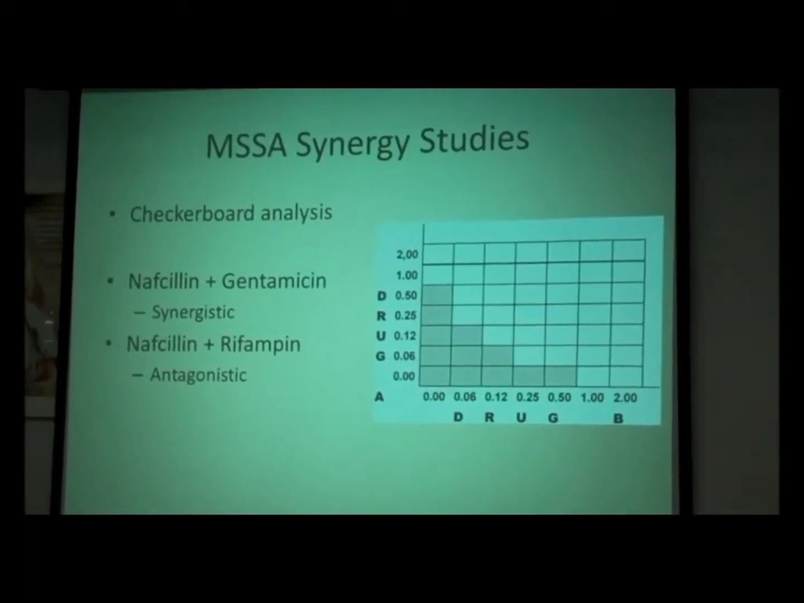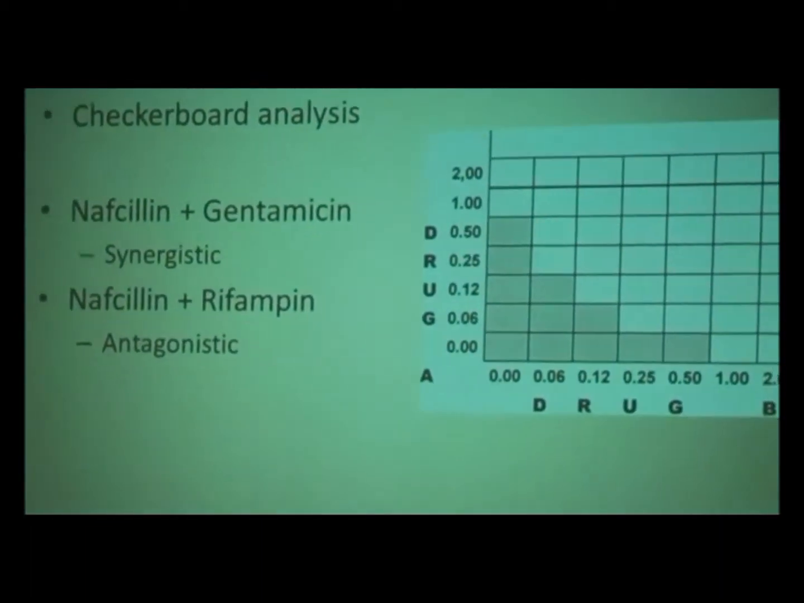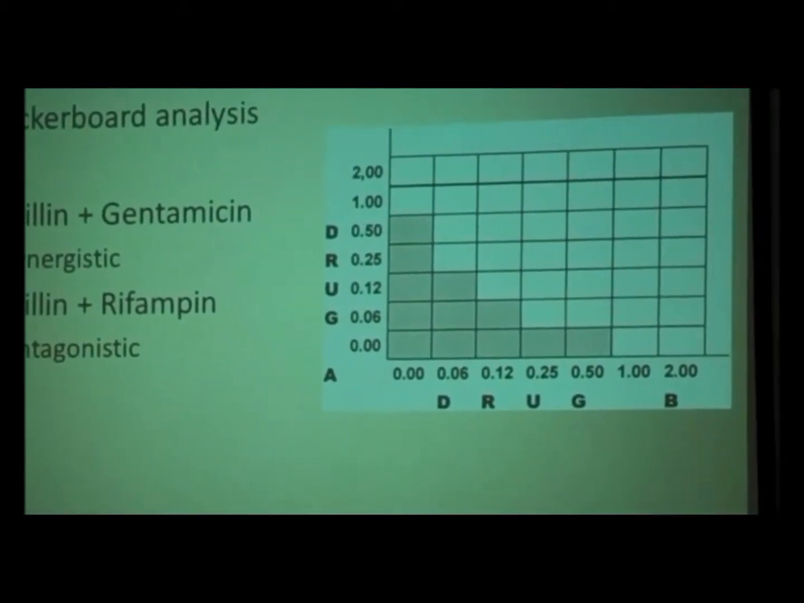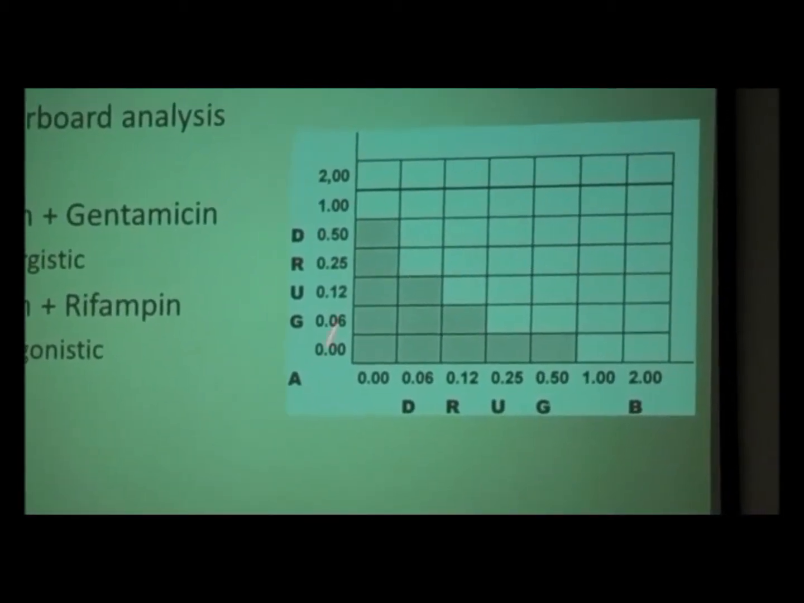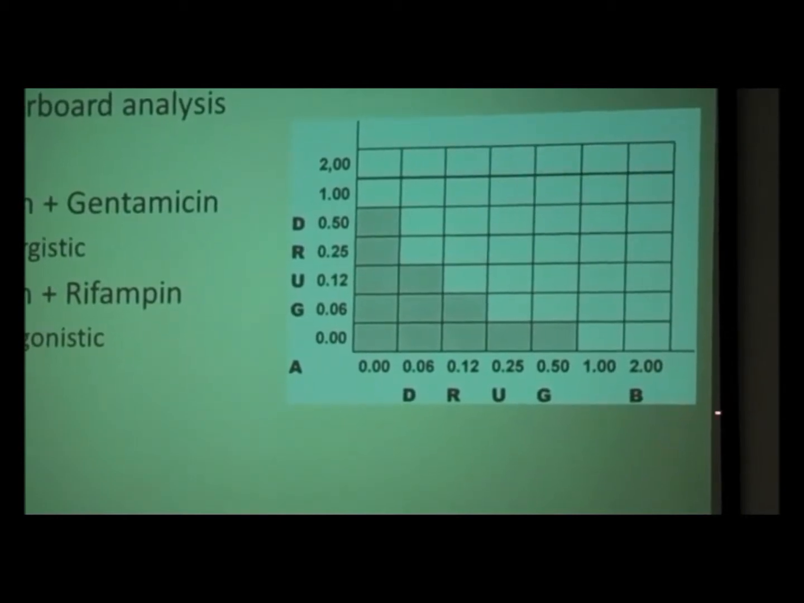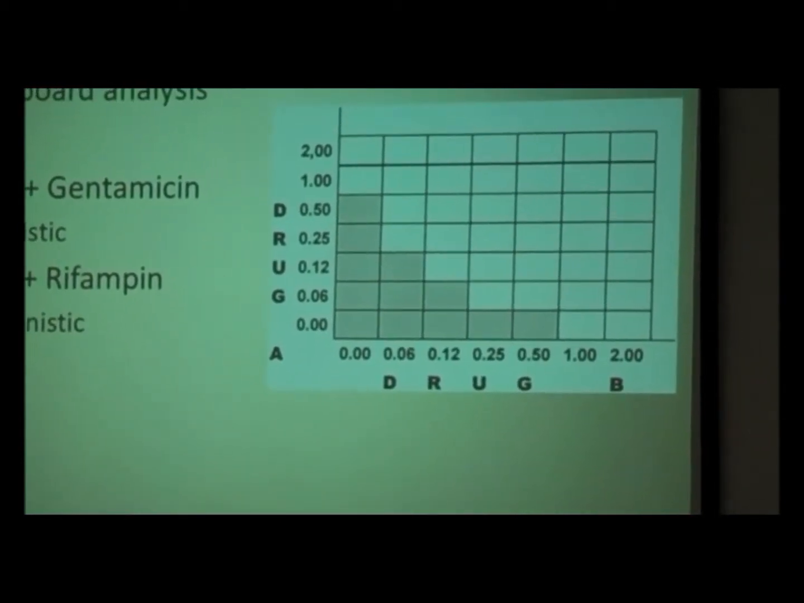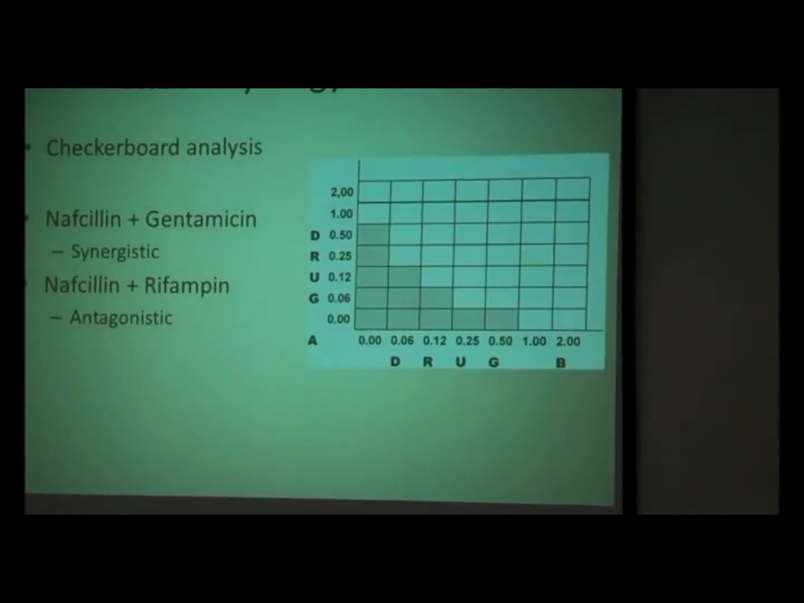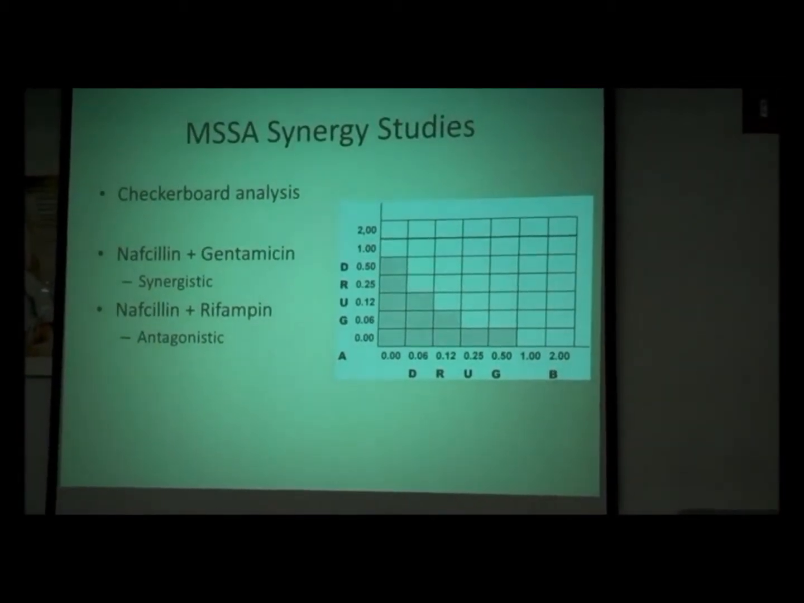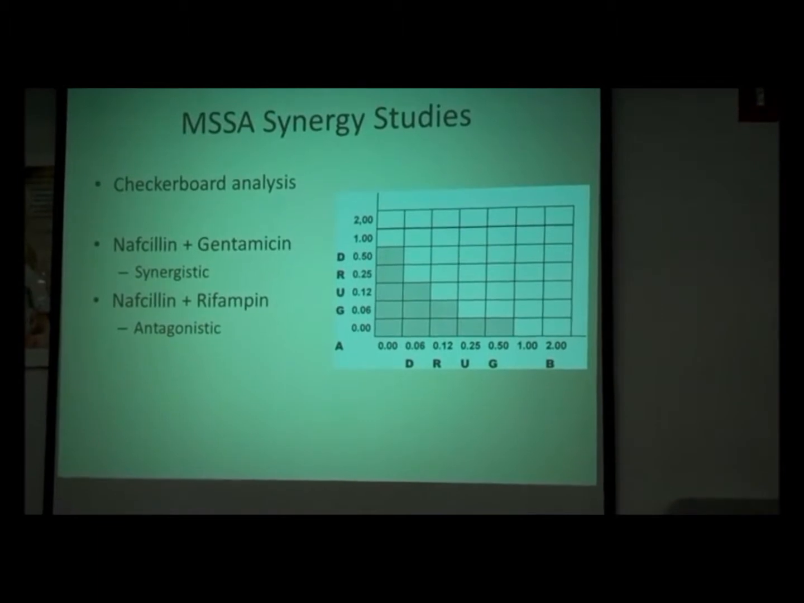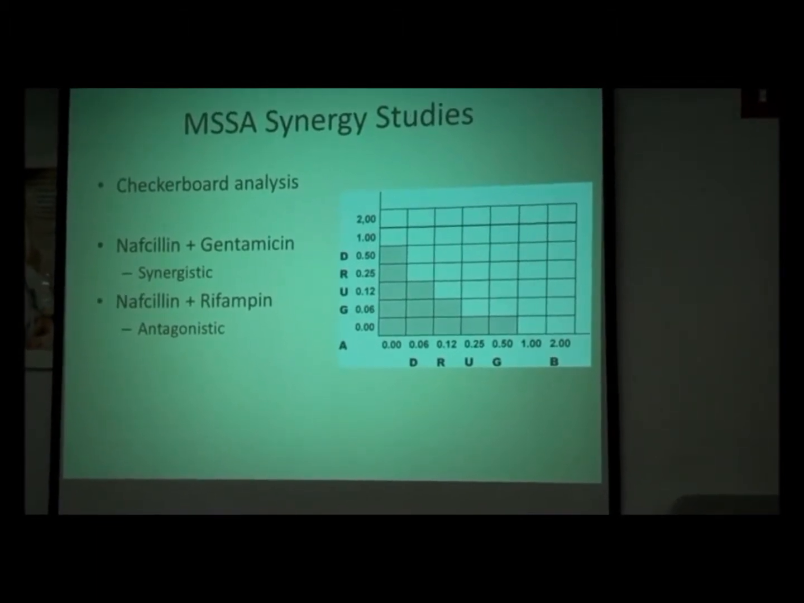So we sent his isolate up to UCLA for these synergy studies. This is what's called a checkerboard analysis. You take serial dilutions of rifampin or whatever drug you're using here, and again serial dilutions here, and you see whether the combination is either synergistic, antagonistic, or indifferent. And he did indeed have synergy with nafcillin and gentamicin. That's why we chose that particular cocktail.